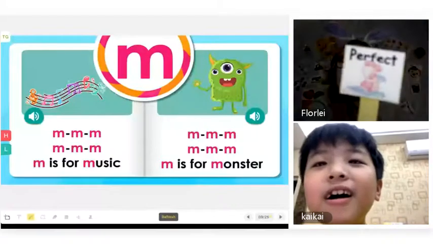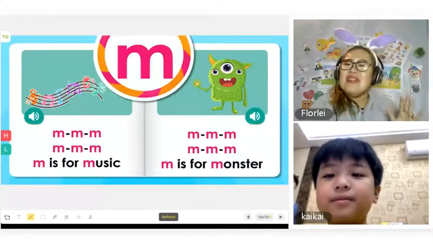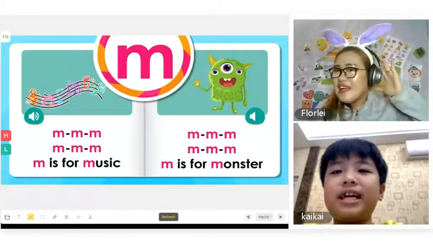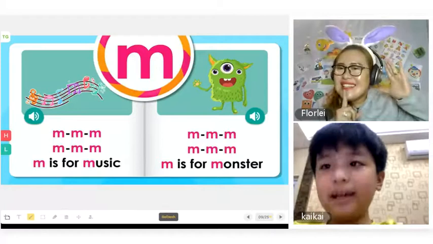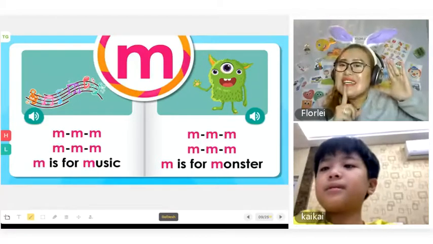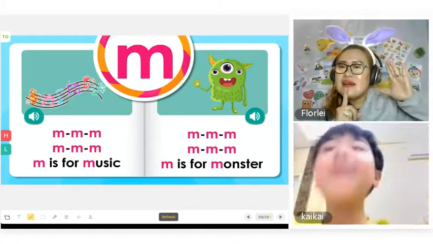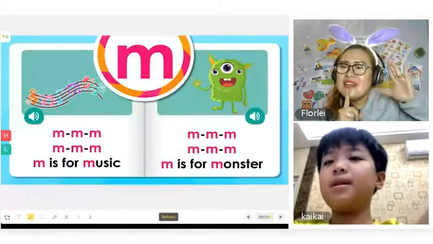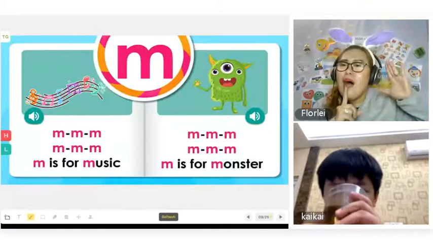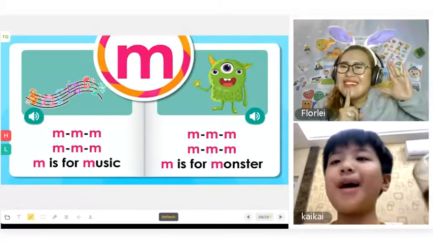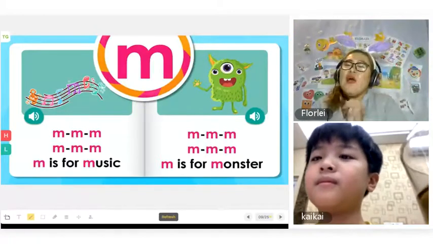Who is this? It's Piglet. Piglet from Winnie the Pooh. Okay. How about the next one? It's a mountain. Monster. Very good.